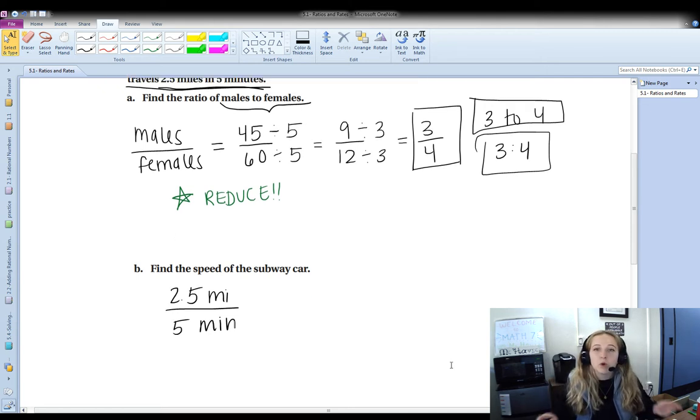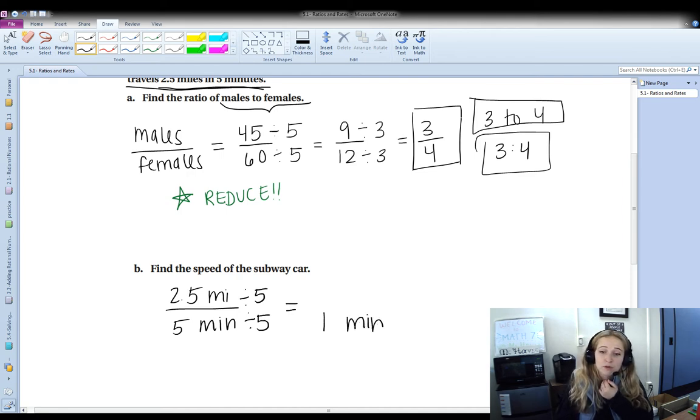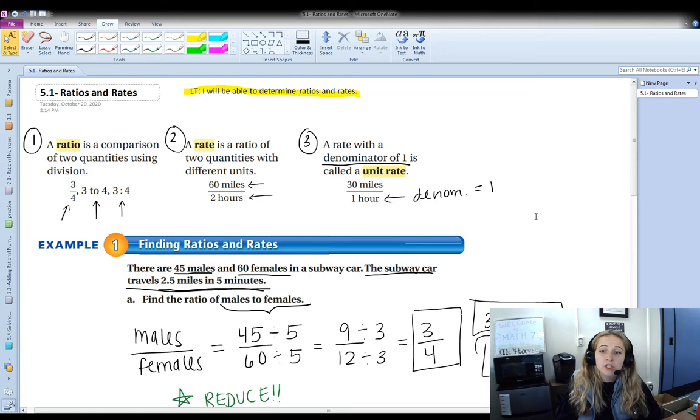Okay, so now if we wanted to find the unit rate and decide how many miles you go in a minute, what we need to do is divide this by 5. Why would we divide both the top and the bottom by 5? Well, think about it. 5 divided by 5 is going to give me 1, which is what I want, because remember, if we scroll up to the top, with unit rate, you always want your denominator to be 1.